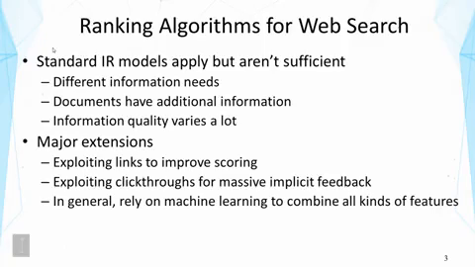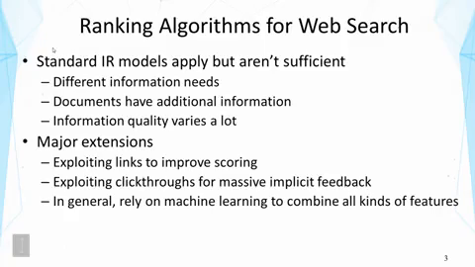This would give us a more robust way to rank the pages, making it harder for any spammer to just manipulate one signal to improve the ranking of a page. So as a result, people have made a number of major extensions to the ranking algorithms. One line is to exploit links to improve scoring. And that's the main topic of this lecture.